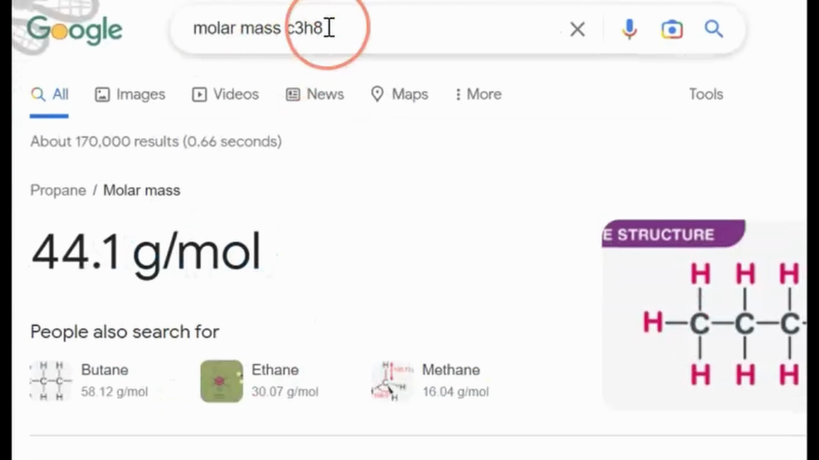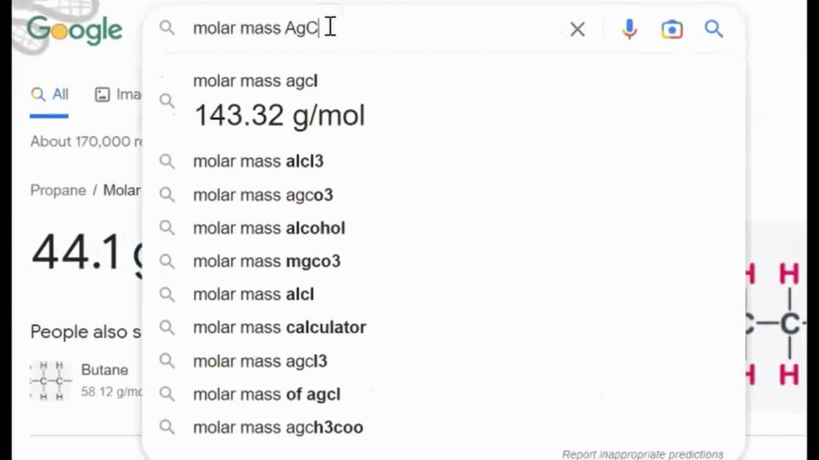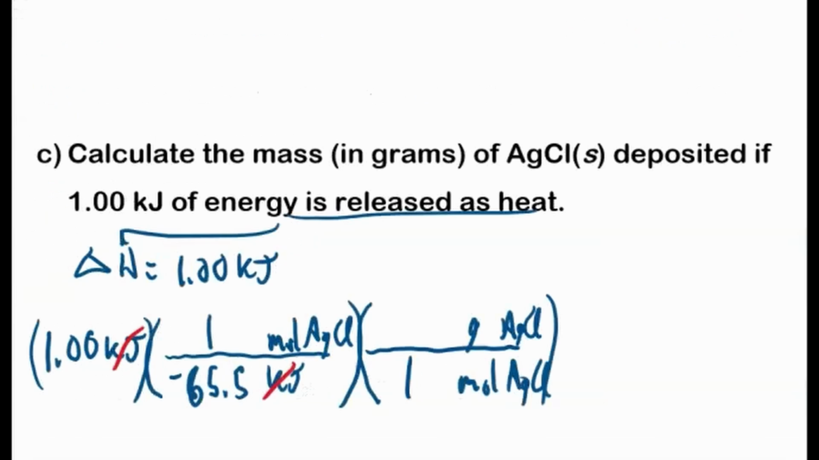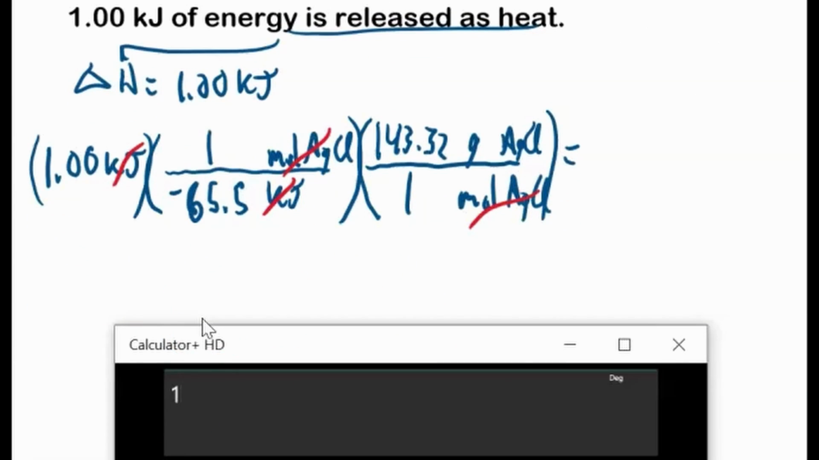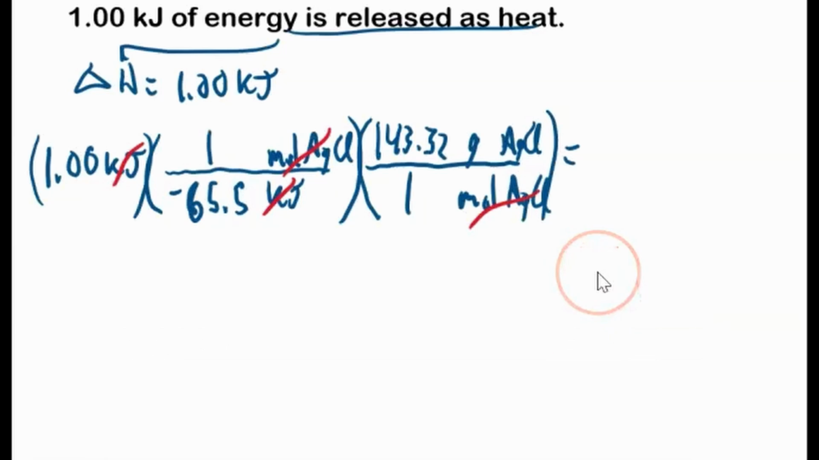The molar mass of AgCl is 143.32. Then our moles of AgCl cancel out, and we're left with grams, and that will give us how many grams we need. So we'll plug that into our calculator, divided by negative 65.5. I put parentheses here because I don't want this to look like dividing and subtracting. Okay, 143.32 over negative 65.5 gives negative 2.188.